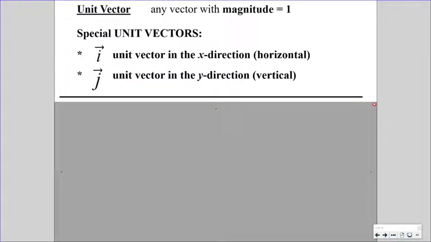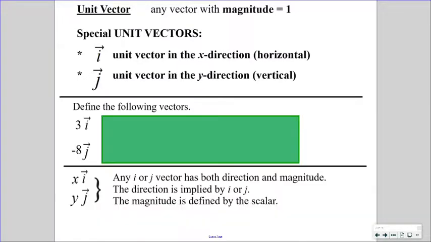So today we're talking about horizontal and vertical components, and we're going to talk about the unit vector. That's important in this one. So the unit vector is any vector that has a magnitude of 1. We call the special unit vectors i and j. i represents a unit vector in the x direction or the horizontal direction, and j is our unit vector in the y direction, so the vertical direction, up and down.